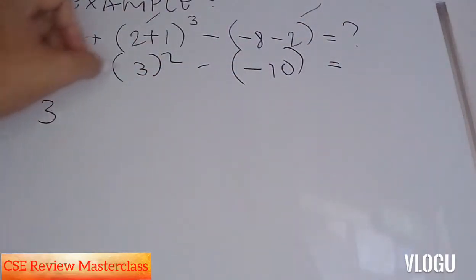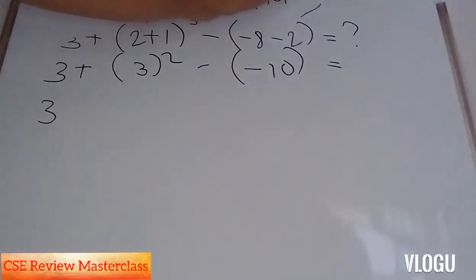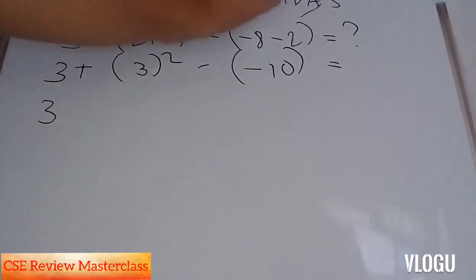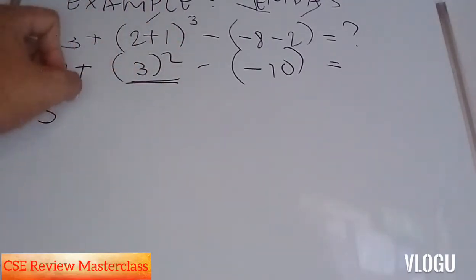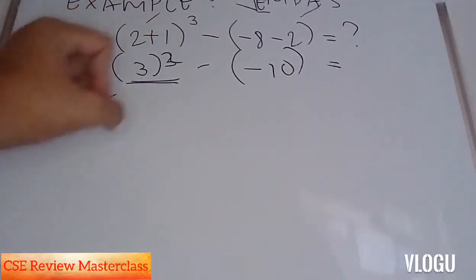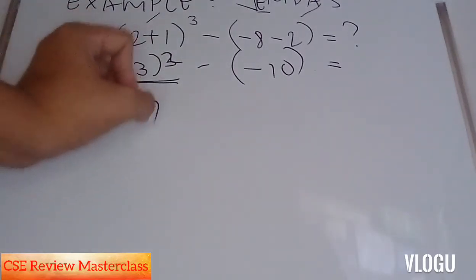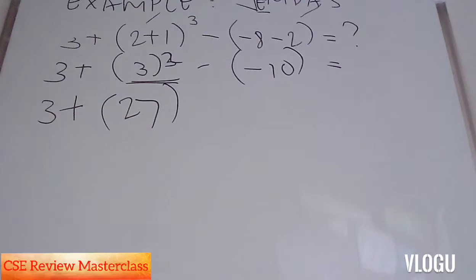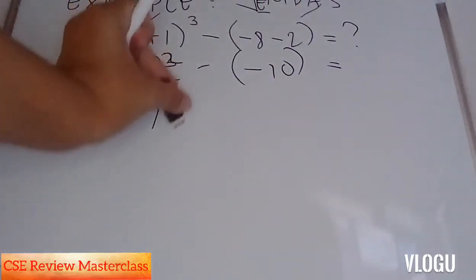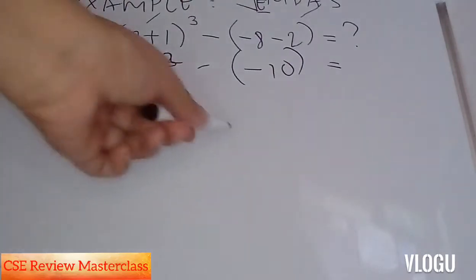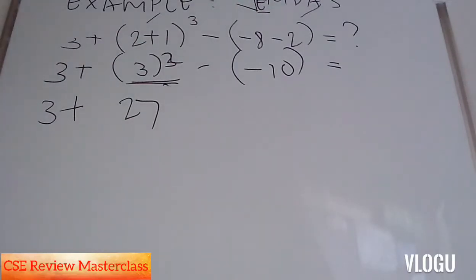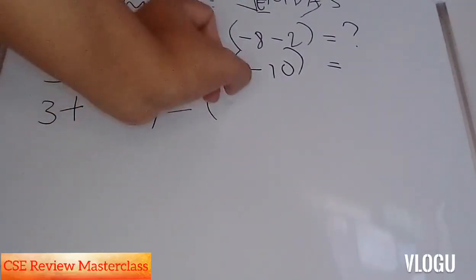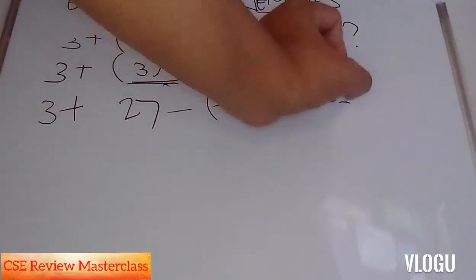And then, remember the word PEMDAS. We're already done with the parentheses. Now we go to exponents. So the exponent is here. So 3 cubed is equal to 3 times 3 times 3, 27. So we have to remove the parentheses now. So 3 plus 27, so negative 10 when using this subtraction, it will be like this.